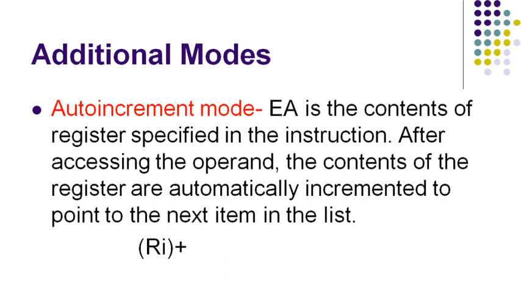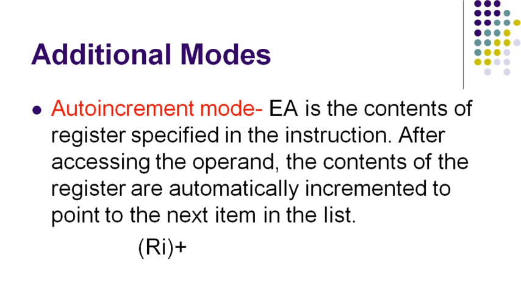Let us see one by one. First we shall see auto increment mode. The effective address of the operand is the contents of a register specified in the instruction, and after accessing the operand, the contents of this register will be automatically incremented to point to the next item in a list. That is what auto increment mode is. If I use this mode, what will happen? I will access the register, and after accessing it, the contents of the register will be automatically incremented to point to the next item in the list.